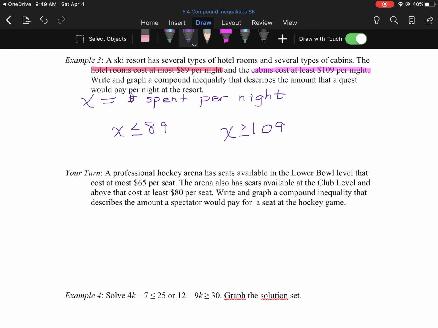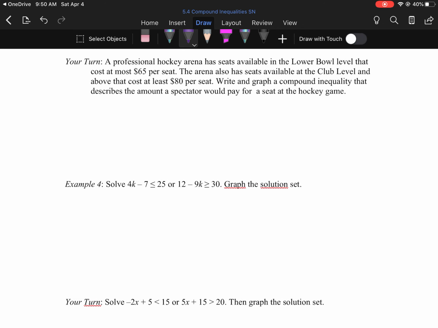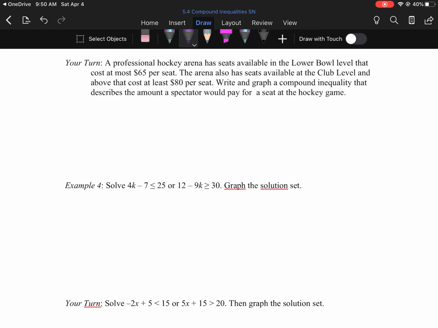But now we need to think, should I put an and or an or between these two? So think, can you sleep in a hotel room and a cabin at the same time? And your answer should be no. We can either sleep in a cabin or sleep in a hotel room. So we have or in the middle of that one. All right, take a moment, try the your turn, and then come back.